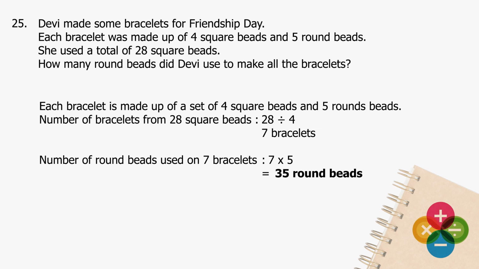Devi had used a total of 28 square beads. Each bracelet used 4 square beads. Divide 28 by 4. The quotient is 7. There are a total of 7 sets of bracelets. Multiply 7 sets by 5 round beads. You will get a total of 35 round beads.